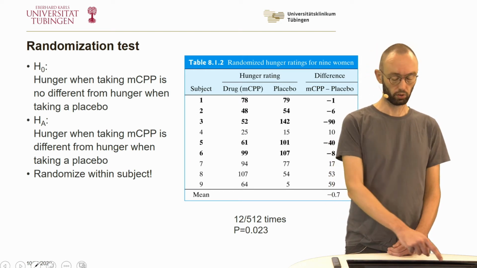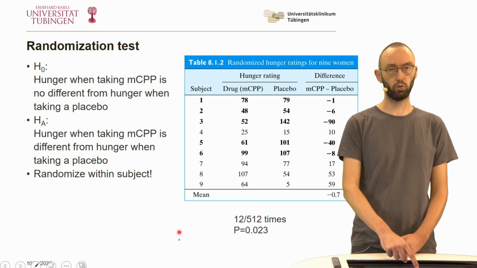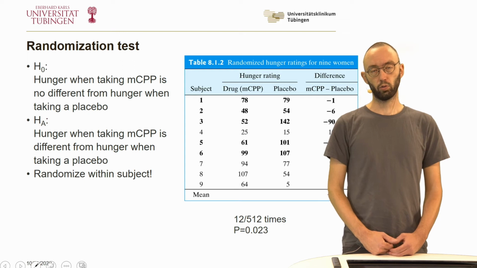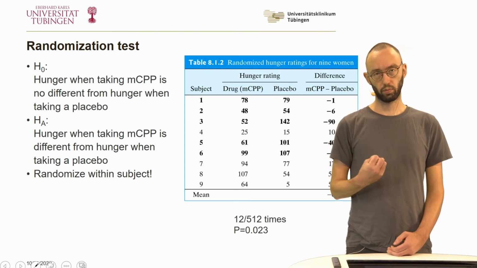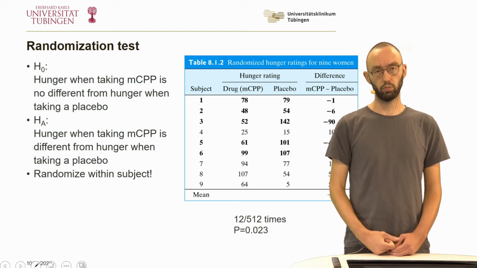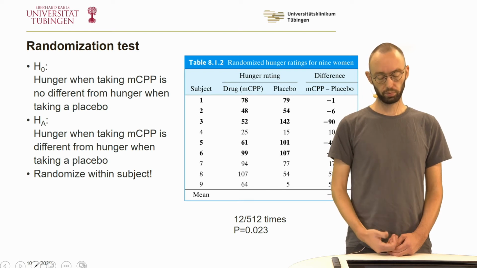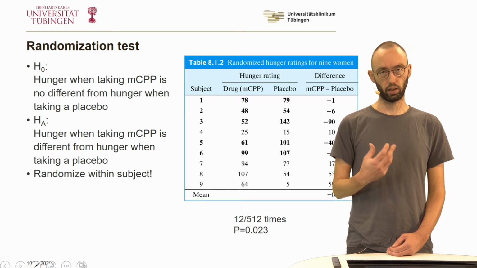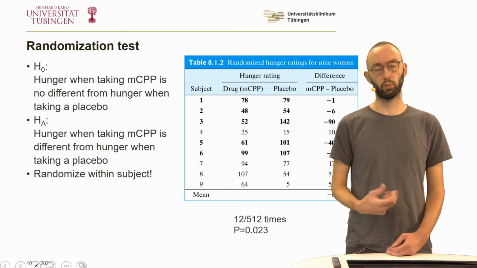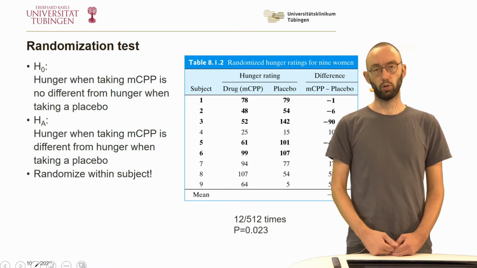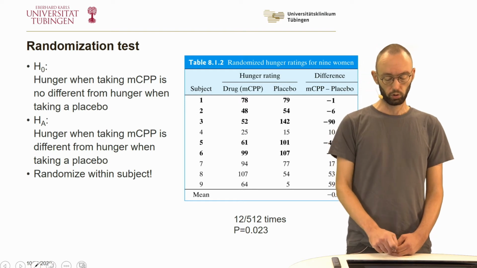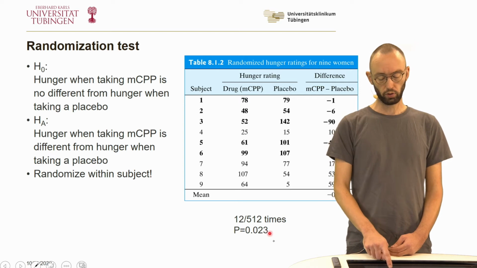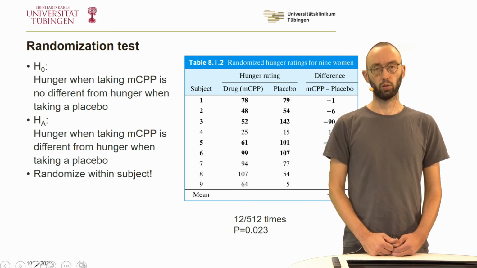This again lets us construct a null distribution and compare how likely it is to find data as or more extreme in these randomized samples, that has a mean difference as or more extreme in magnitude than the one we observed in the data. We do that, and 500 out of 512 show this, which is equal to a p-value of 0.023.